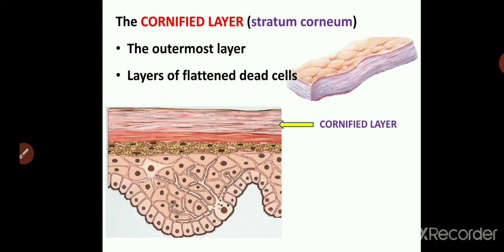So the outermost layer, that is the cornified layer called the stratum corneum. It is very thick in the palms and the soles, and it is composed of clear, dead, scale-like cells. They become more and more flattened as they move towards the surface. The nuclei of these cells are lost.